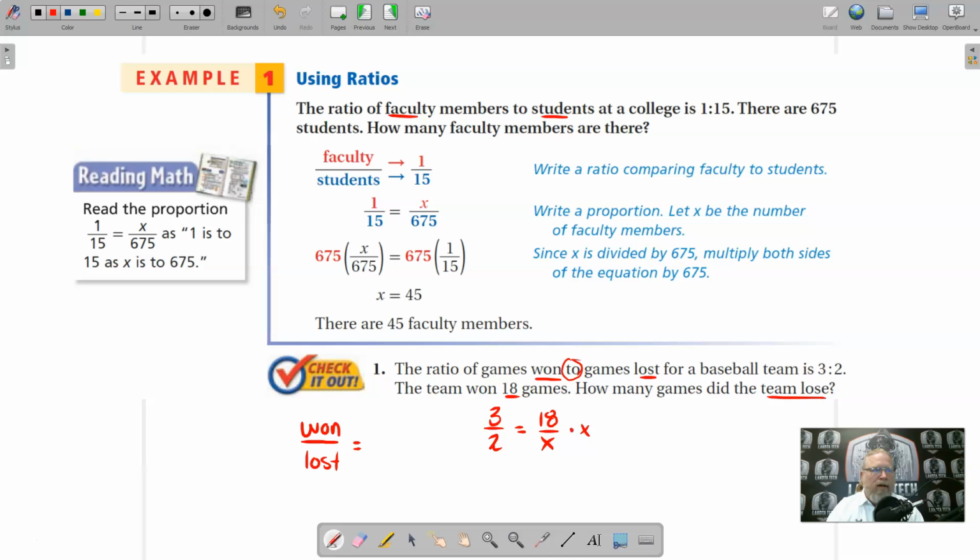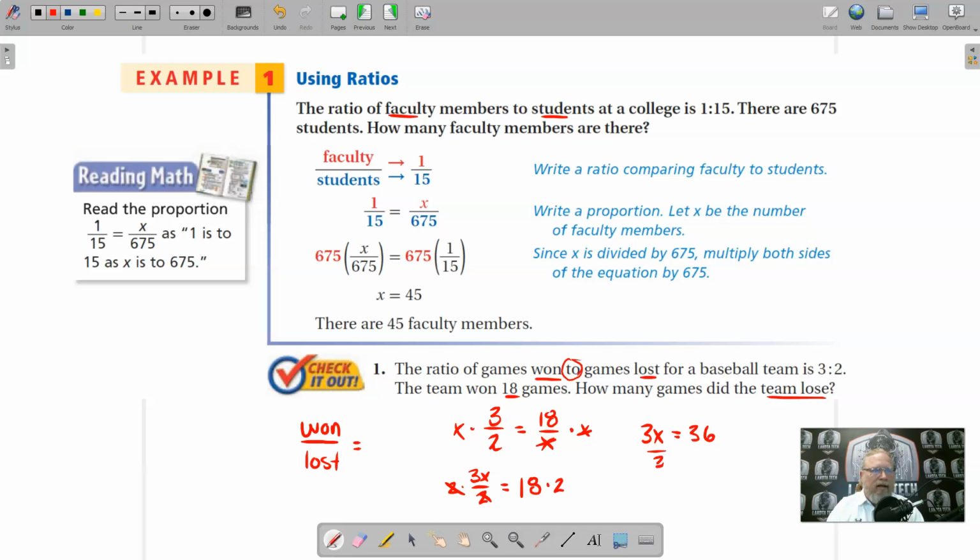Let's multiply both sides by X. And whenever we do that, these X's will cancel here. X times 3 is going to be 3X over 2. And then equals, and we still have the 18 on the right. Now I want to multiply both sides by 2 to get rid of that denominator. The 2's will cancel each other, leaving me with 3x on the left. And 18 times 2 is 36.